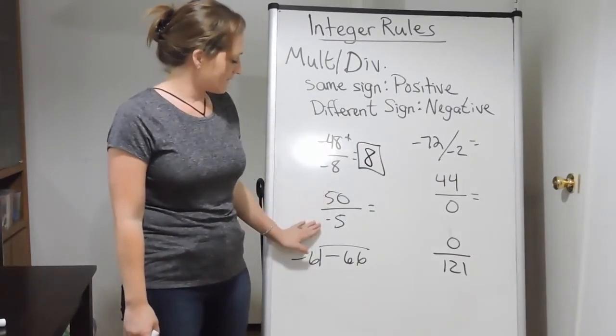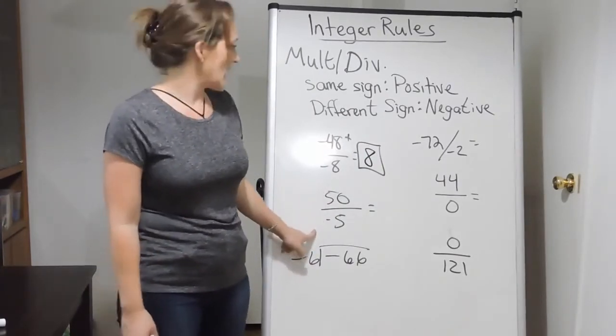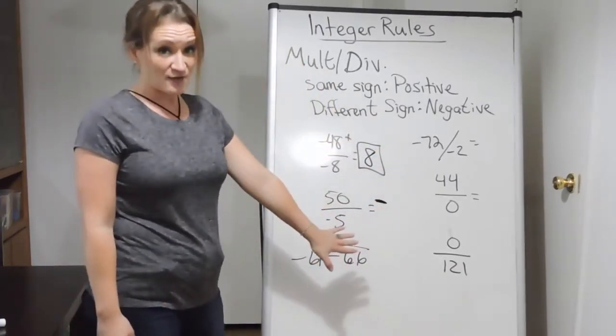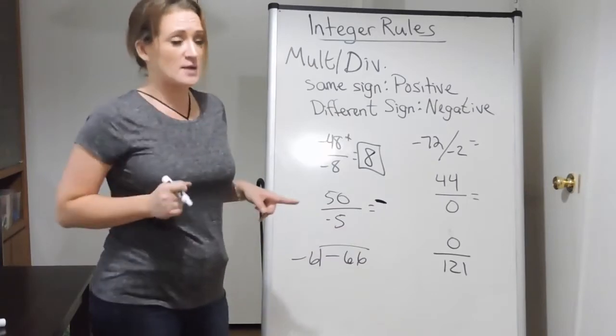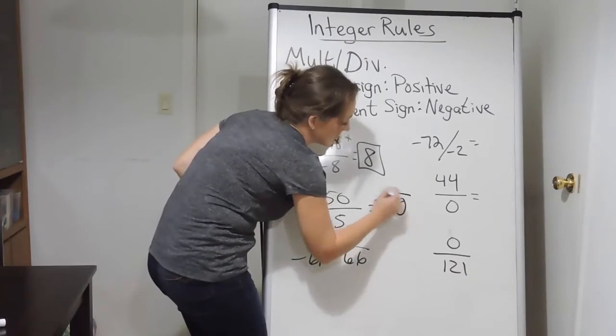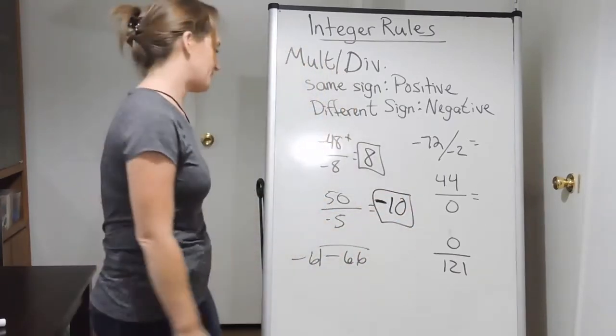50 divided by negative 5, so here I have different signs, so that means I'm looking at a negative answer. I would go ahead and put that negative there, that way you don't forget about it in the end when you're dividing. Otherwise, 50 divided by 5 is 10, right? So we have a negative 10.